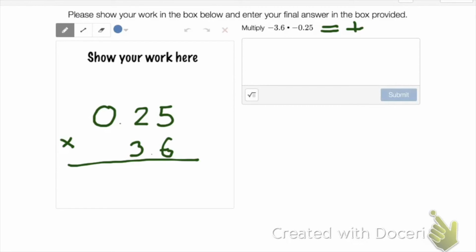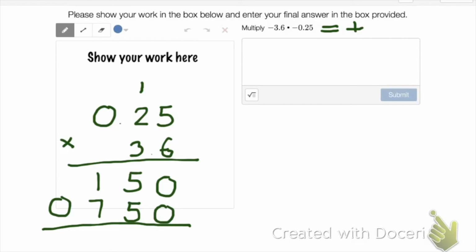So 6 times 5 is 30. I write 0. I carry 3 over. 6 times 2 is 12 plus 3 is 15. So I write 5. I put 1 over. 6 times 0 is 0 plus 1 is 1. So I'm done with the first number. So let's erase those carryover numbers. So now 3 times 5 is 15. I write 5. I carry 1 over. 3 times 2 is 6 plus 1 is 7. 3 times 0 is 0. So I will put the extra 0 on here.